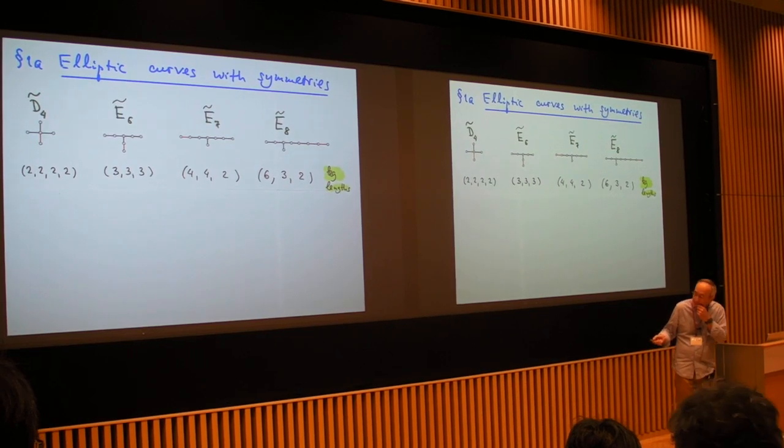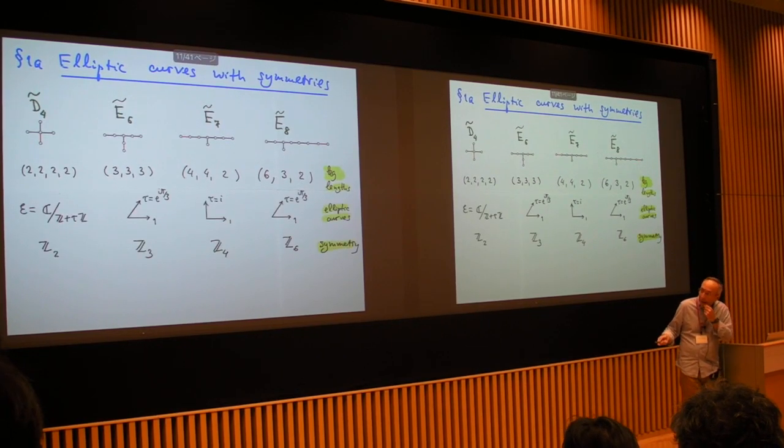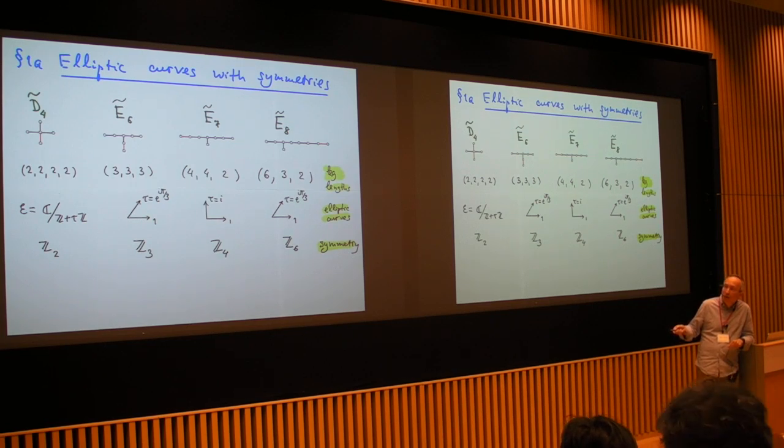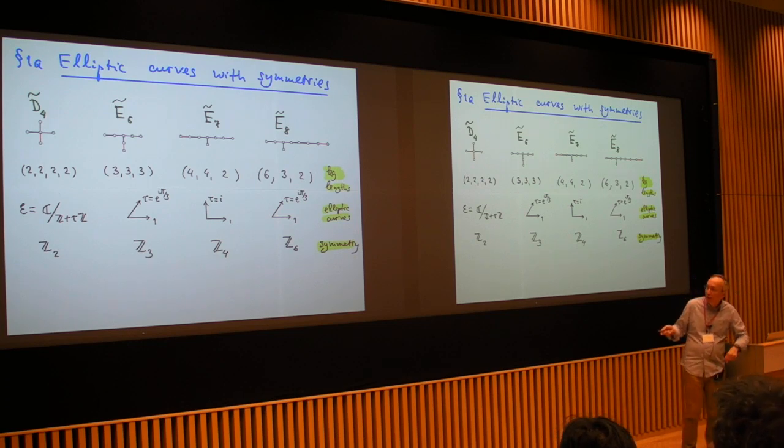Okay, so they correspond to these elliptic curves. The first case corresponds to just a generic elliptic curve, where you always have this symmetry of order two. If you need symmetry of order three, the lattice should be hexagonal, and for Z4 it should be a square lattice, and again, the hexagonal lattice admits symmetry of order six as well.